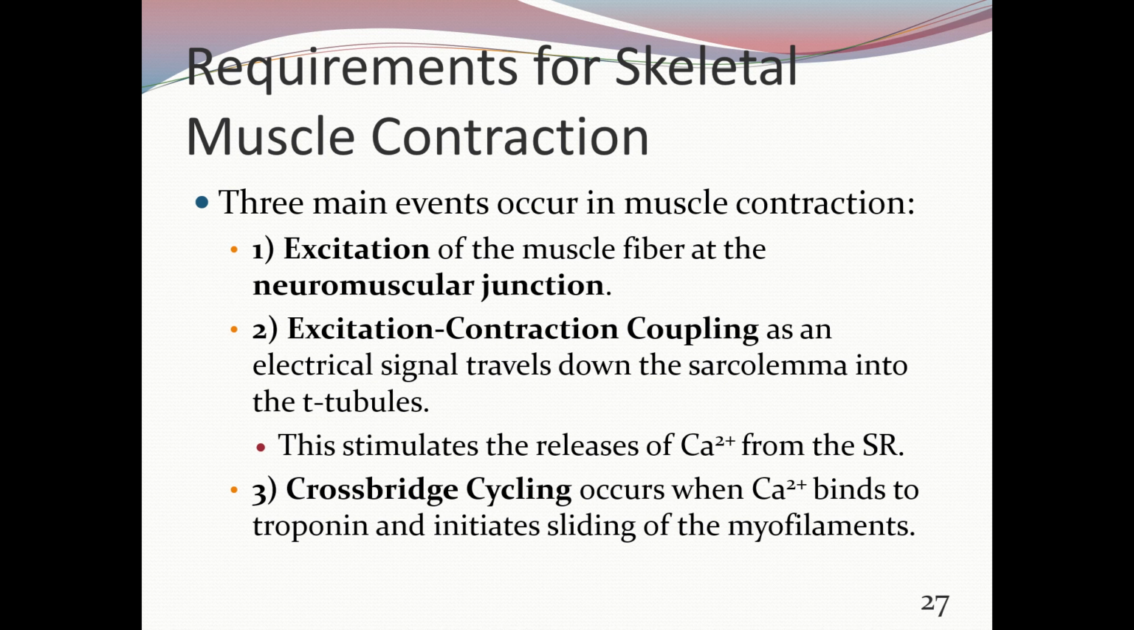So the electrical signal in the form of an action potential is going to travel down the sarcolemma into the T-tubules. This will stimulate the release of calcium from the sarcoplasmic reticulum and initiate step three, the crossbridge cycling. So this will occur when the calcium binds to troponin, moves tropomyosin out of the way, and initiates the sliding of the myofilaments.